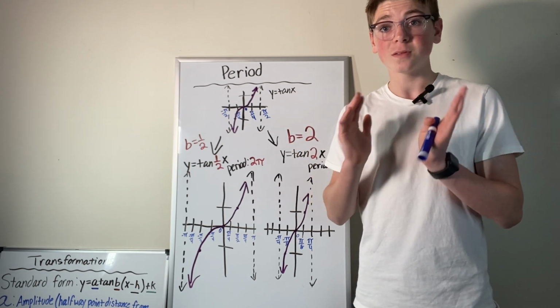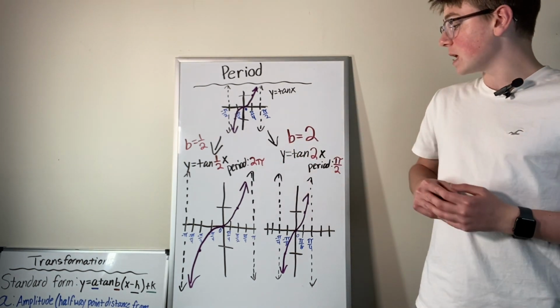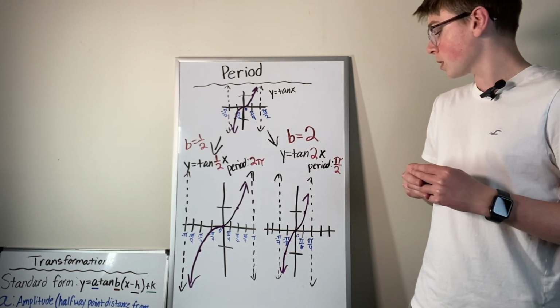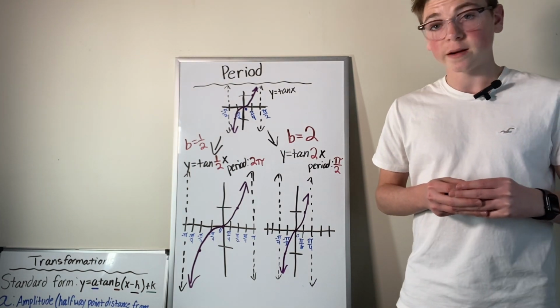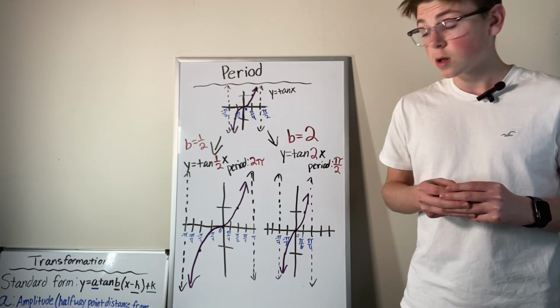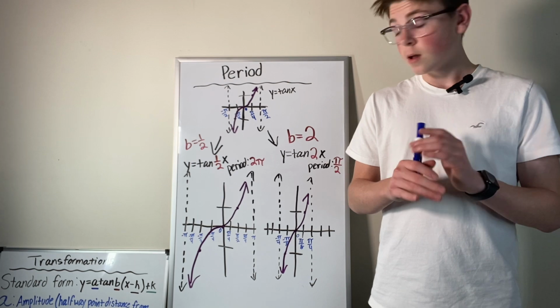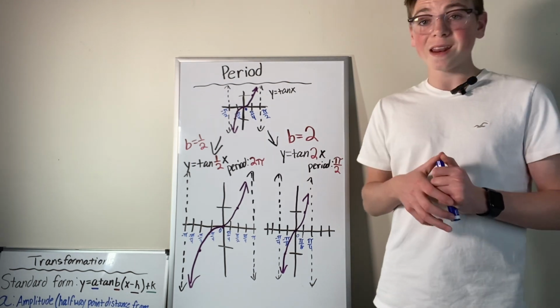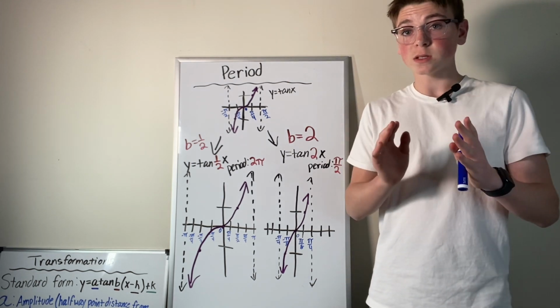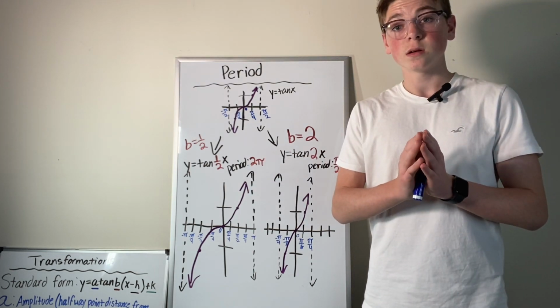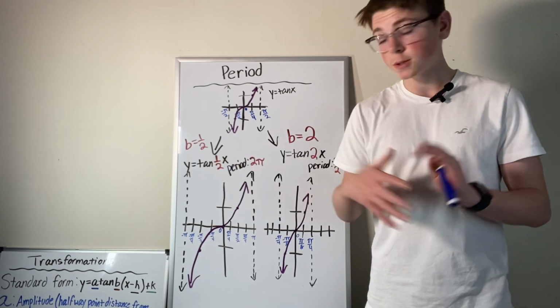So our graph, when b is 1/2 and our period is then 2 pi, is stretched out by a factor of 2. Then if we plug in b equals 2, y equals tangent 2x, which would mean our period is pi over b, which is pi over 2. So our graph is compressed by a factor of 2. So when b is greater than 1, our graph is compressed. When b is less than 1, our graph is expanded, stretched out.